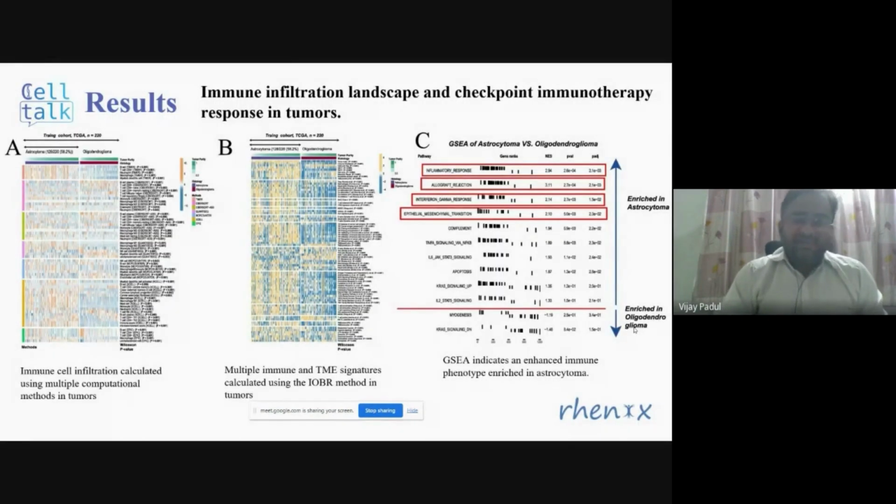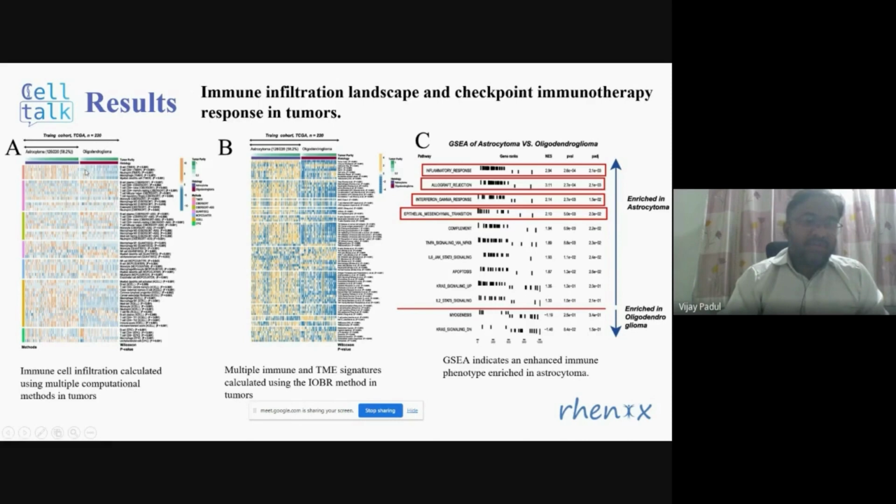Then next, they studied the immune infiltration of the tumor samples and checkpoint immunotherapy response in the tumors. Here, they calculated immune cell infiltration by using different software approaches. Different software is available, which will take the data and identify how much immune cell infiltration is present in that particular tumor type. So it is based on the immune cell signatures.